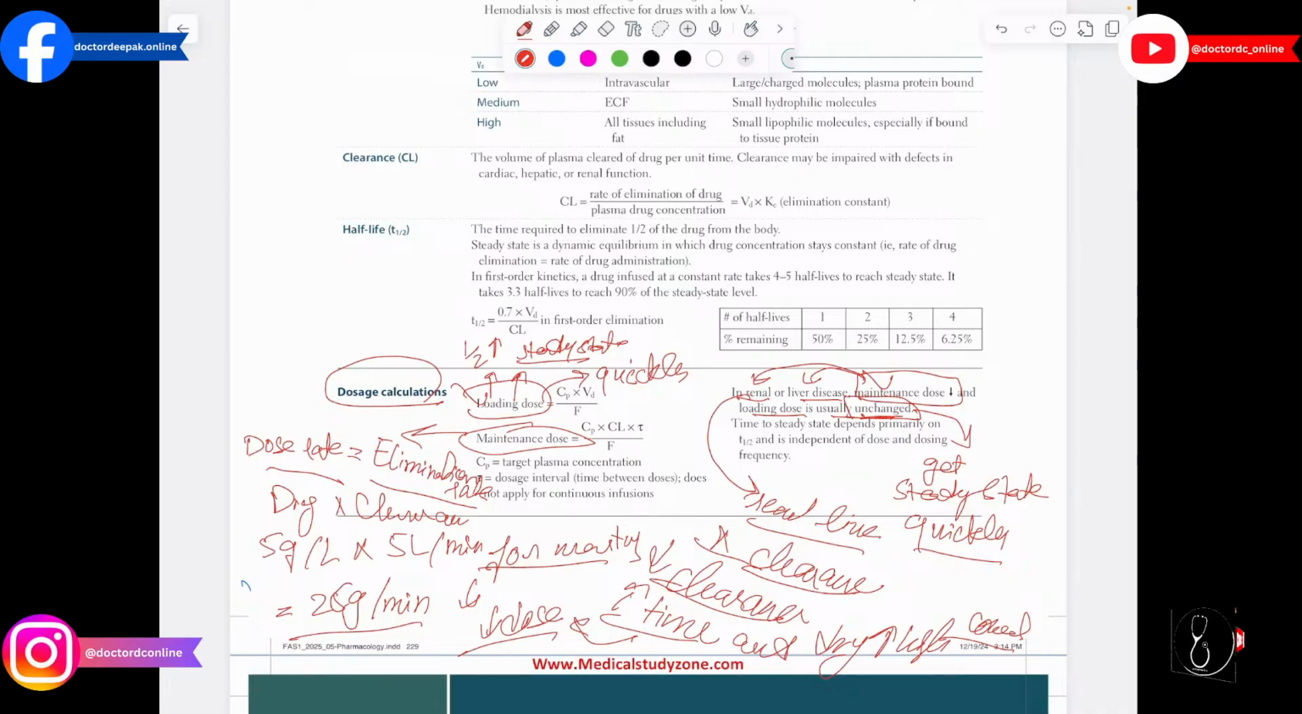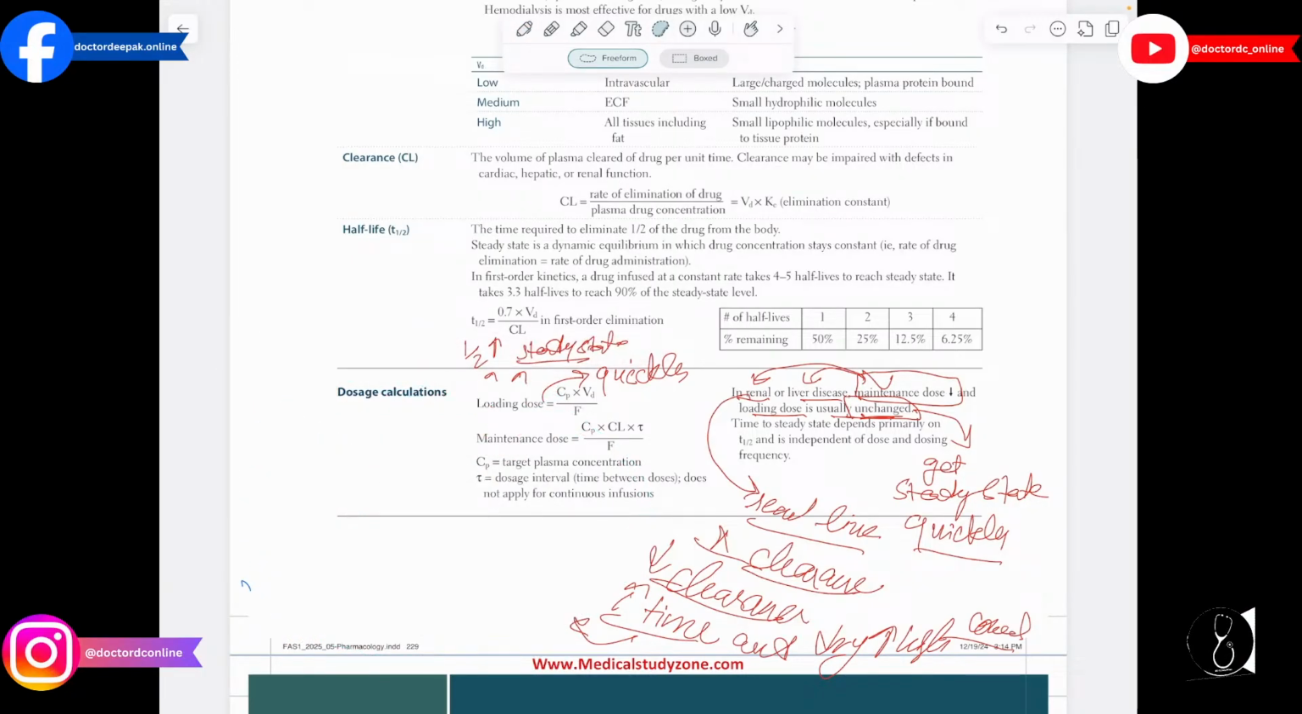Understand? Again, I'm repeating, for example, we need a plasma concentration of 5 grams per liter, and clearance is 5 liters per minute. So after multiplying, we get a dose rate of 25 grams per minute. We have to give 25 grams every minute to maintain the therapeutic dose to get the effect of that drug. Understand?